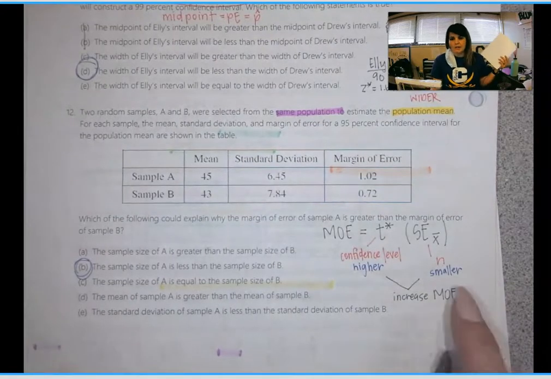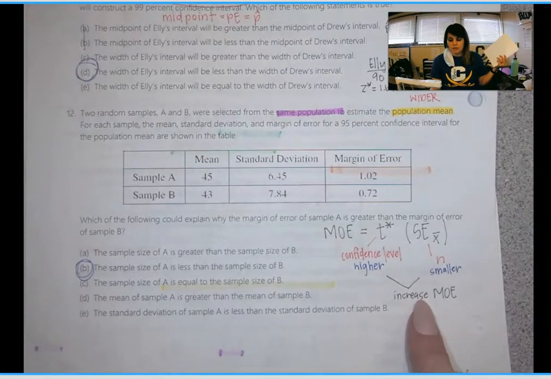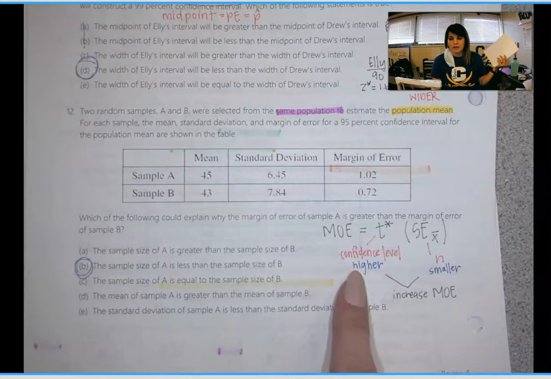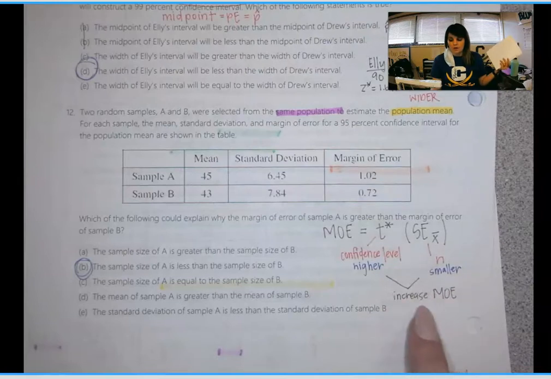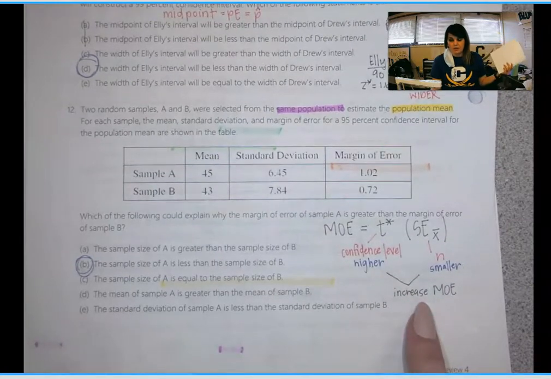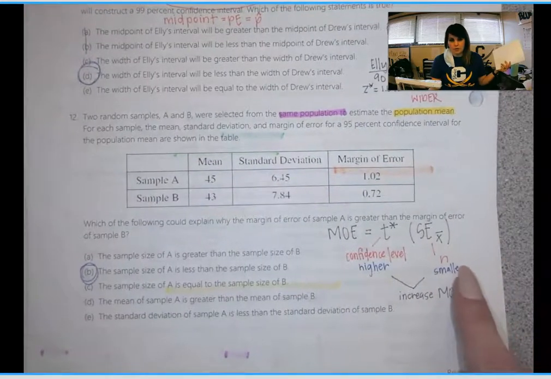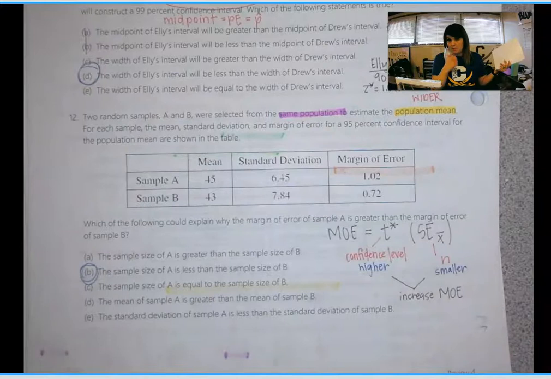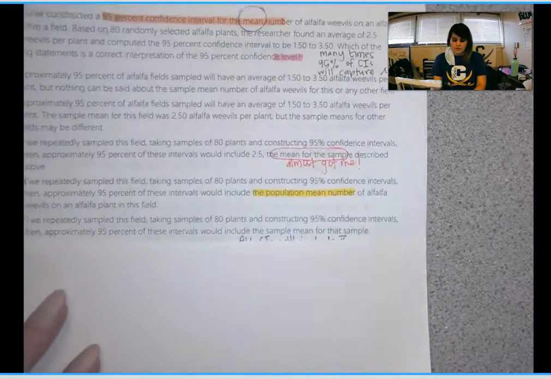It is worth mentioning that how you increase margin of error is one of two things. Either your confidence level was higher or your sample size was smaller. So if we're talking about how to get a bigger margin of error, either the confidence level was bigger or your n was smaller. Remember, larger sample size reduces margin of error. 13.